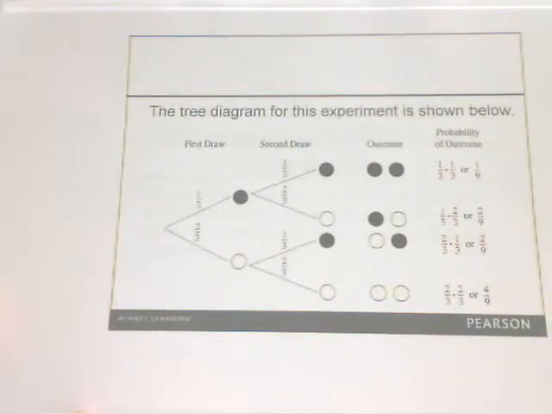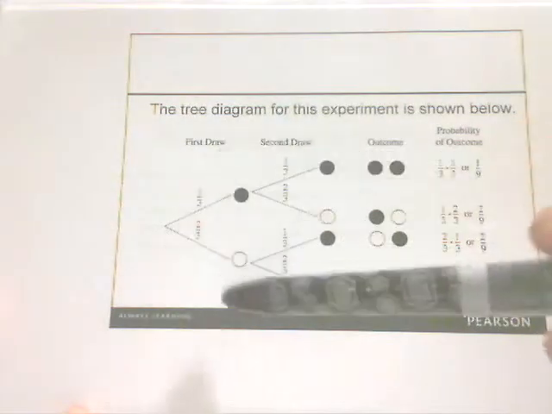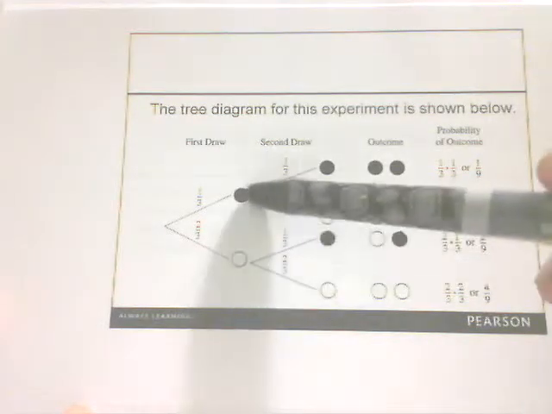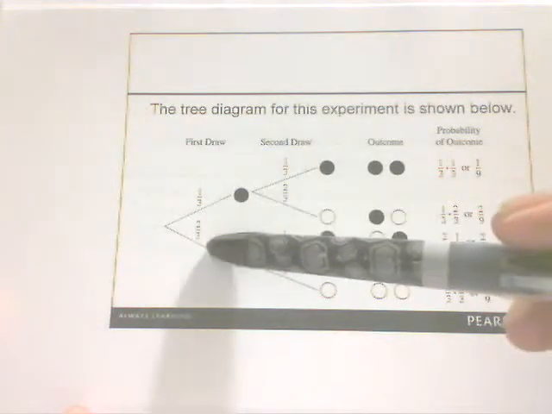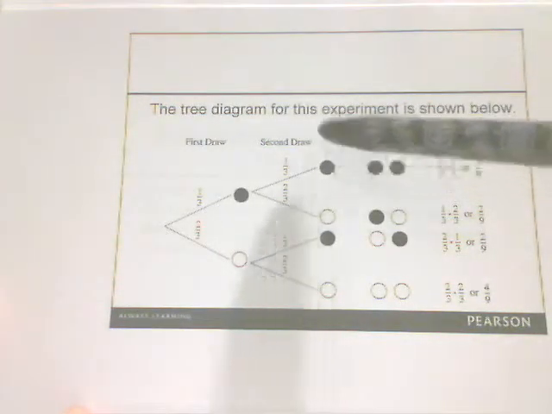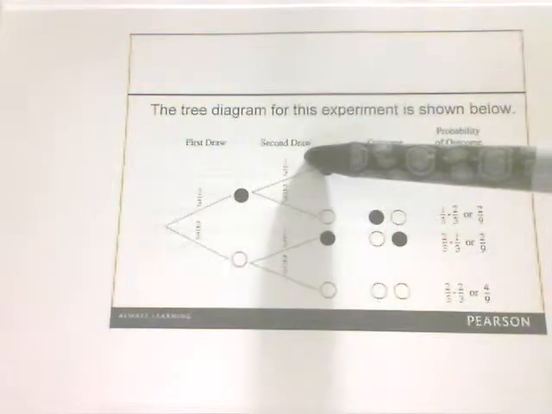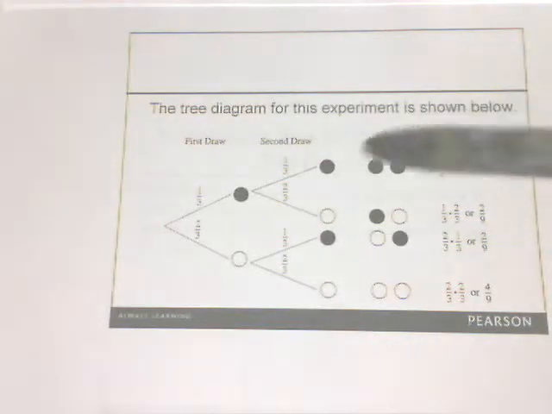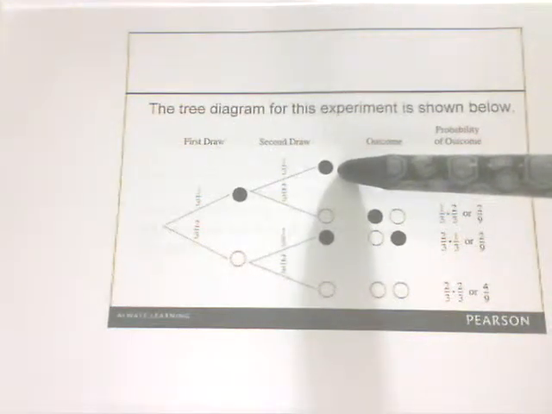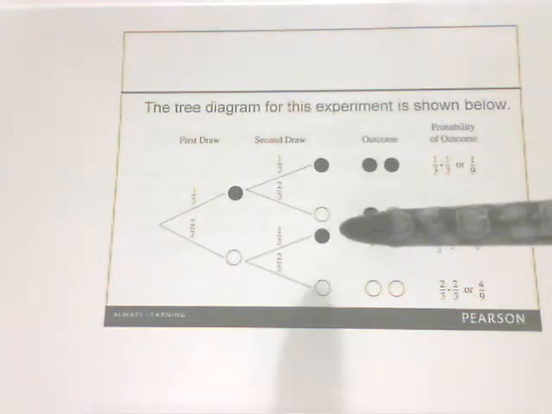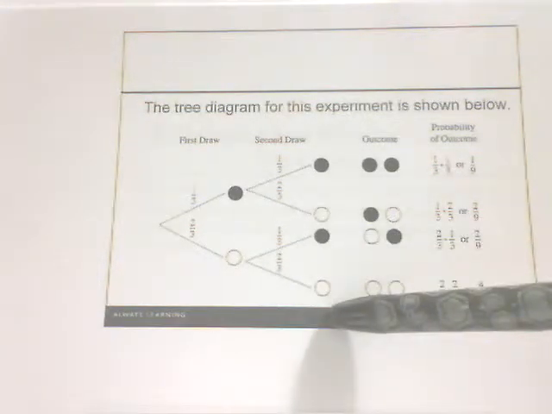The tree diagram for this experiment is shown below. So in the first draw, you're going to draw either a colored ball or a white ball. There's only one colored ball, so that's 1/3. There are 2 white balls, so that's 2/3. On the second draw, you're still going to have 3 balls in the box, because on the first draw, you're going to put the ball back in the box, so you'll still have 3 balls in the box to draw from. So in the second draw, it's still going to be 1/3 for the colored and 2/3 for the white ball, and the same for this branch here.